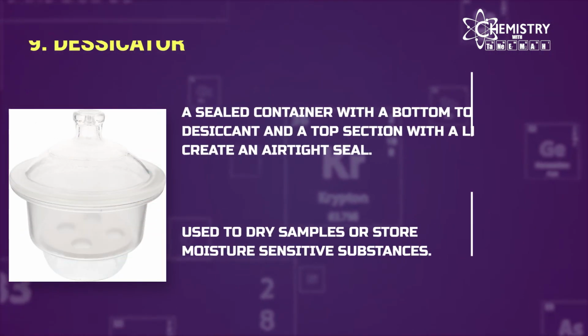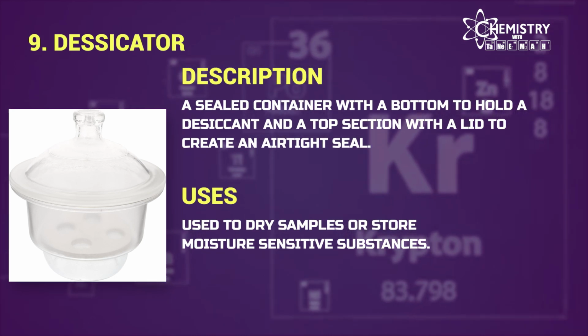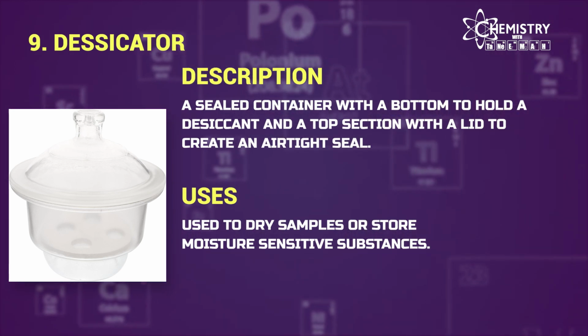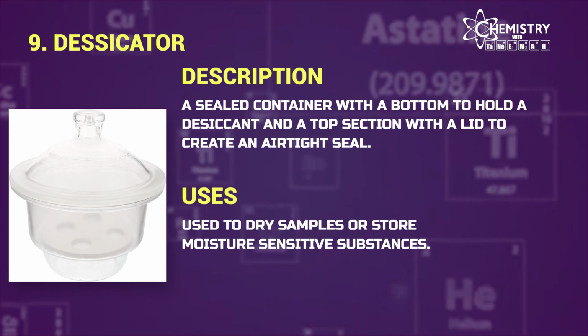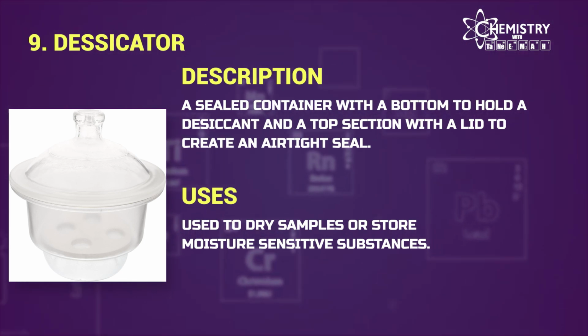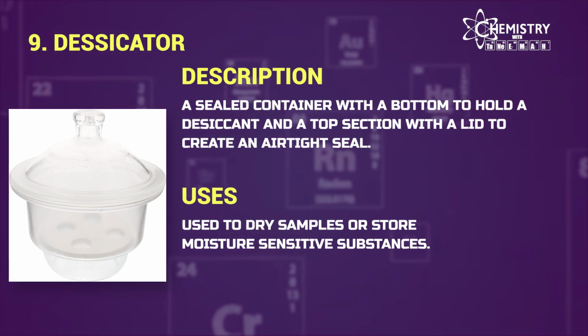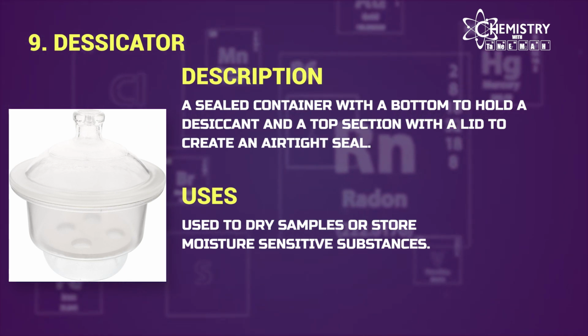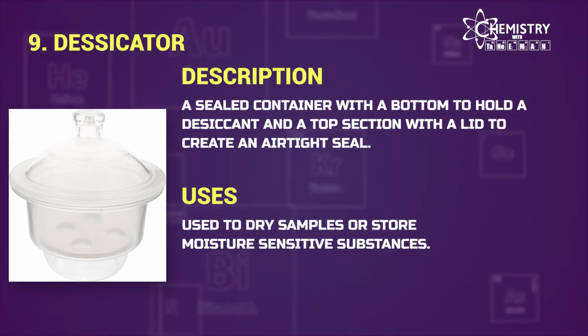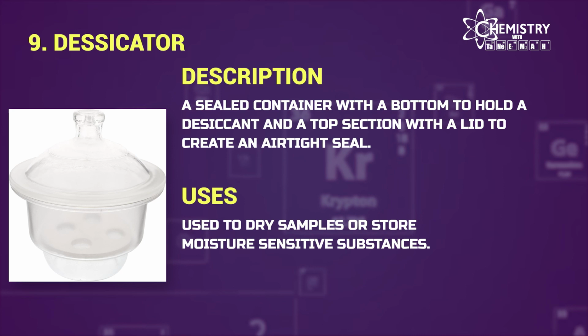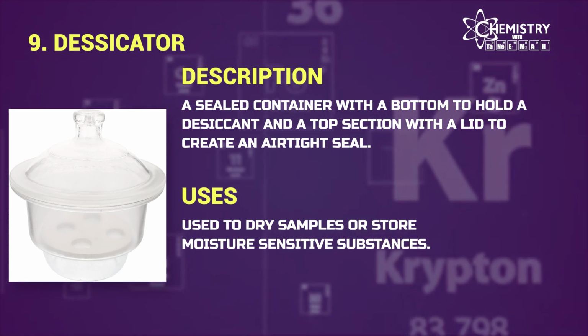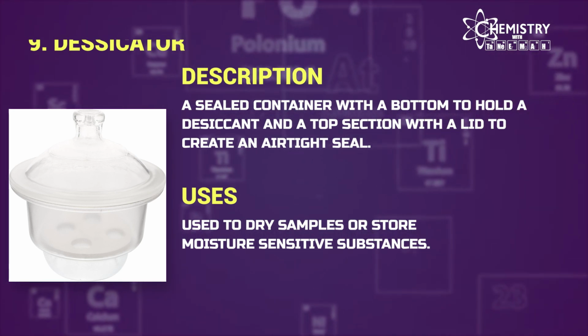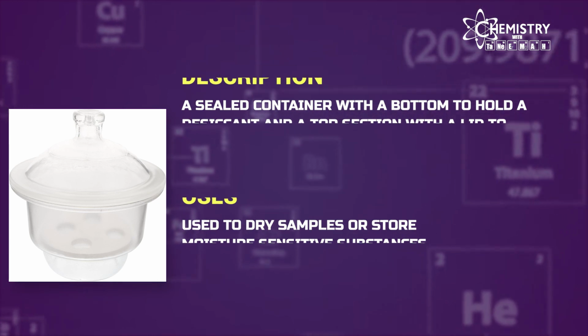Number nine, desiccator. Desiccator is a sealed container that has a bottom section to hold a desiccant and a top section with a lid to create an airtight seal. A desiccant is a substance used to absorb moisture from the air and other substances. A desiccator is used to dry samples or store moisture-sensitive substances.